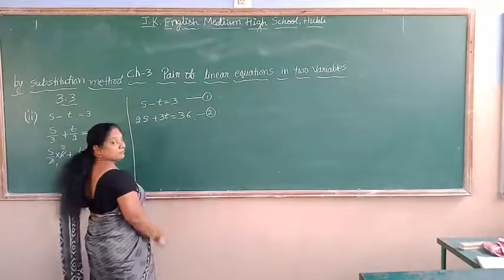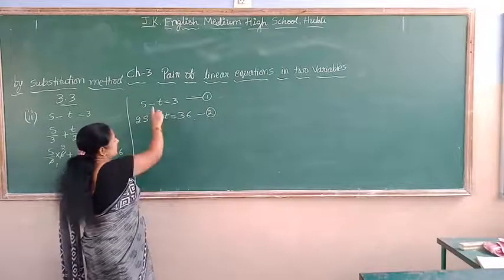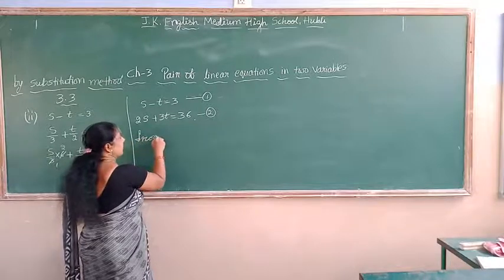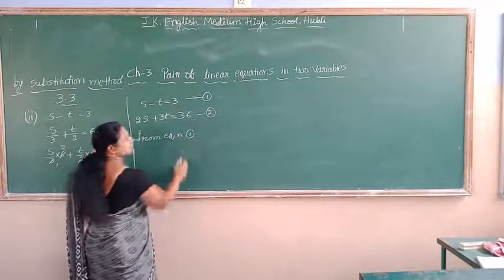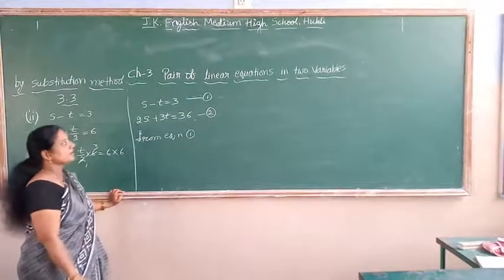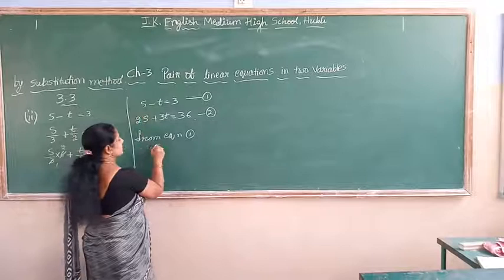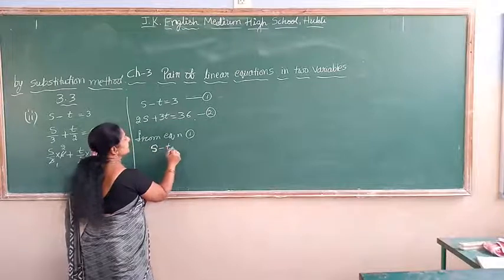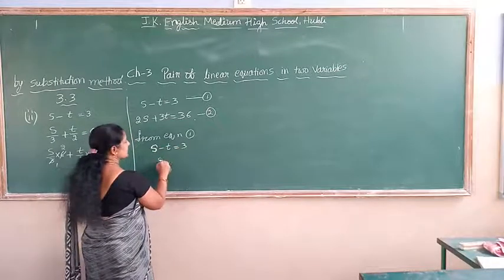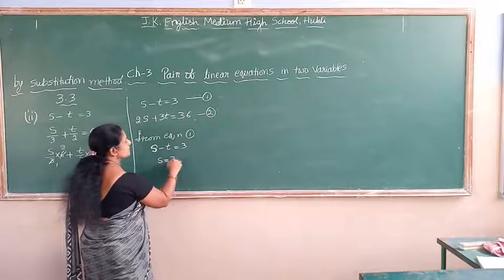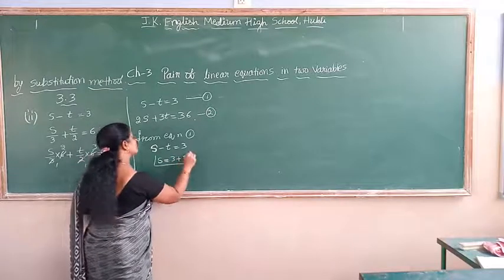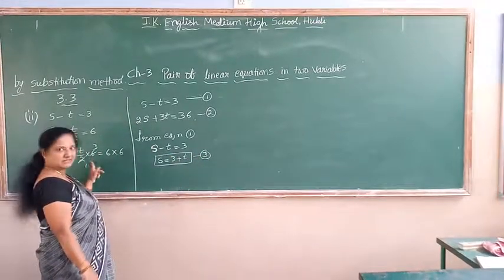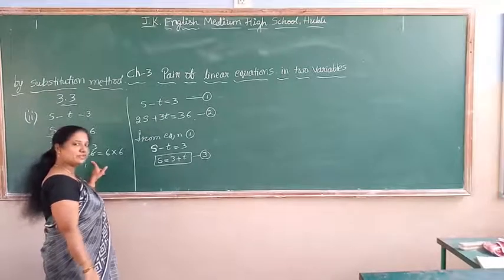I am going to consider equation 1 because it is in simple form, and the minus is there. If I take it to that side, it becomes plus. So from equation 1, I am converting in the form of s. See, equation 1 is s minus t is equal to 3, so s is equal to 3 plus t. You call this equation number 3, children. The method is the same. Just one step is more here because the terms were in fraction form.